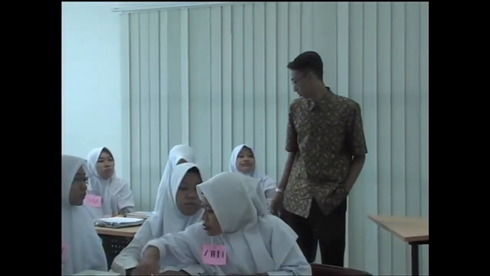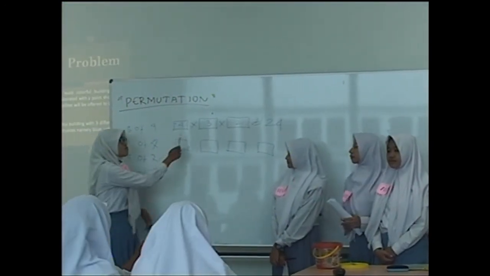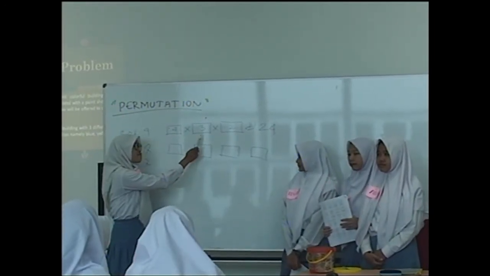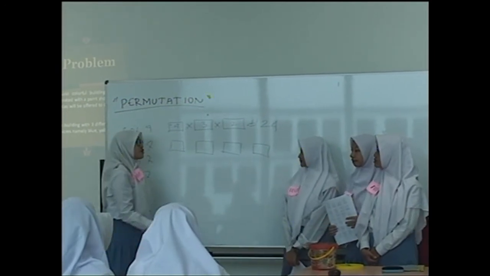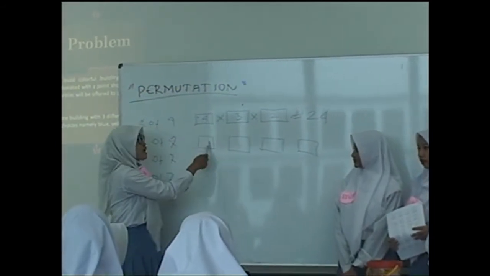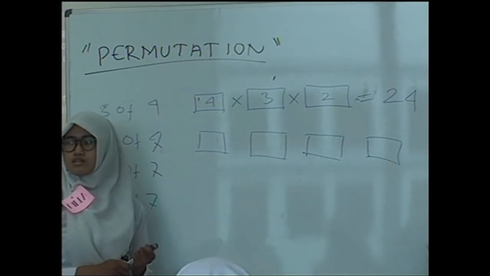Safiro, I want to answer your question. Each floor must have different colors. So, for the second floor, we have 3 color choices, and for the last floor, we have 2 color choices. So, 4 times 3 times 2 is equal to 24. Do you get the point, Sandra? Yes. So for the next box, we must subtract the number of colors by 1. Okay, that's right. Yes, you have to subtract it.